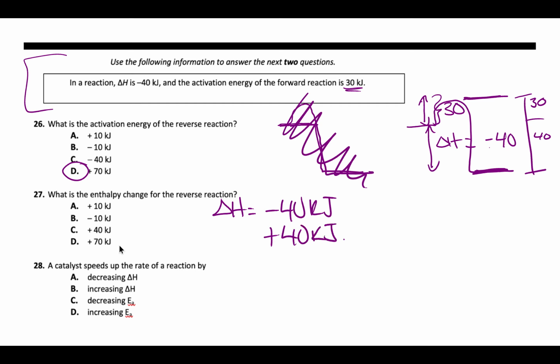So we're not trying to trick you here, just know that for enthalpy, you flip your sign. So that would be C. And then the last one, a catalyst speeds up the rate of the reaction by... it has no effect on delta H. All it does is decrease the activation energy. If it increased the activation energy, it would mean that the reaction takes even longer. So if that hill lowers, it's faster.